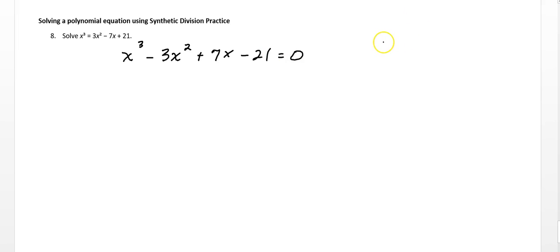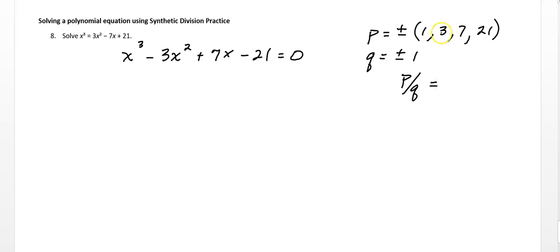And now let's write down the factors of P, which should be 1, 3, 7, and 21. And the factors of Q, and this is really easy because it's just plus or minus 1. And so P over Q will basically just be the list of P, because 1 over 1, 3 over 1, 7 over 1, and 21 over 1 is the same set. So the list here of possible rational zeros would be 1, 3, 7, and 21.